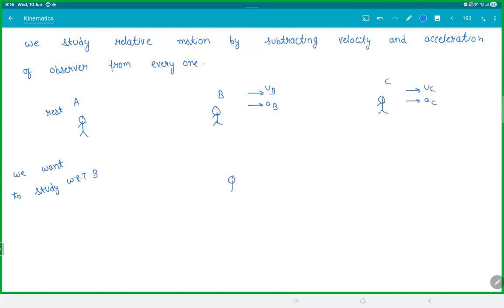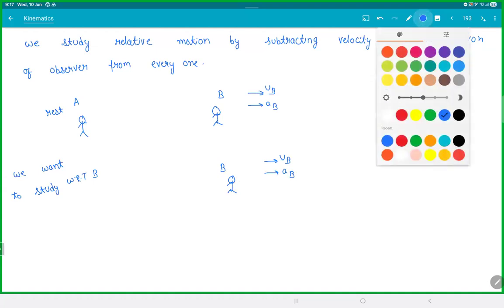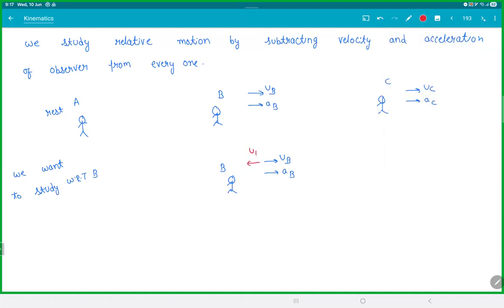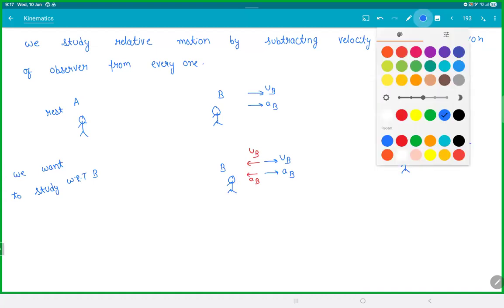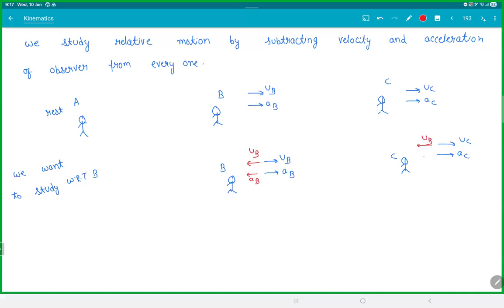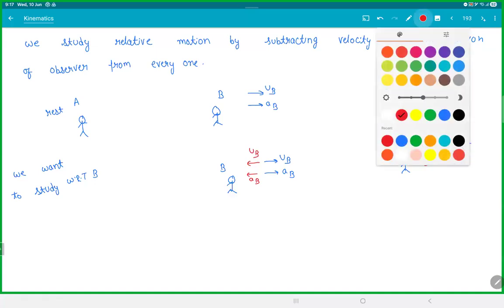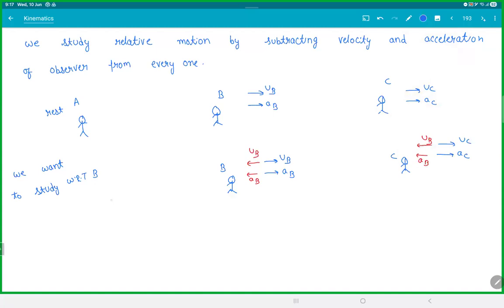So if you want to study with respect to B, what should I do? Take B ka velocity and B ka acceleration and subtract it from everyone. Meaning I will take UB backward. I will take AB backward. I should do this for everyone. So I'll subtract UB backward. I'll subtract AB backward. Same thing, vector really, right? We're at I cap, J cap, you're subtracting it. So I'm just showing you the pictures. So you have to put UB backward and AB backward.